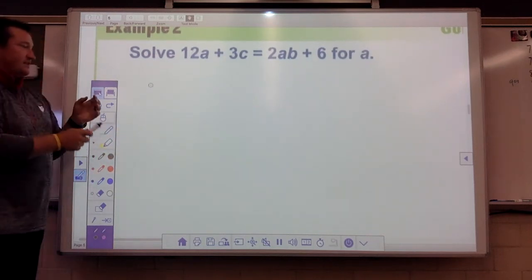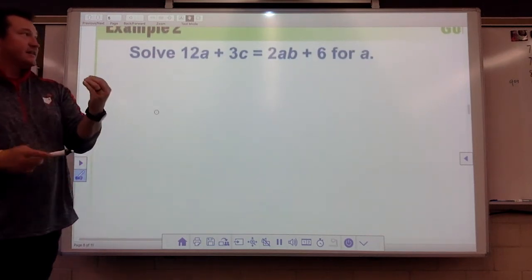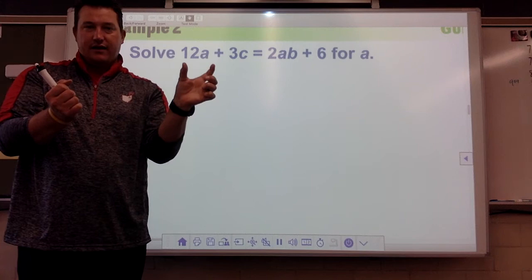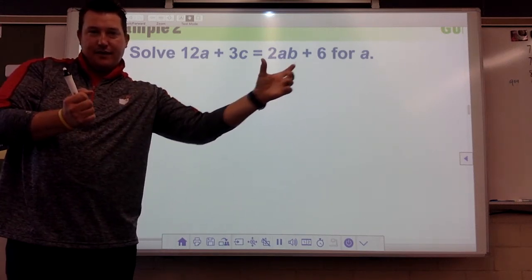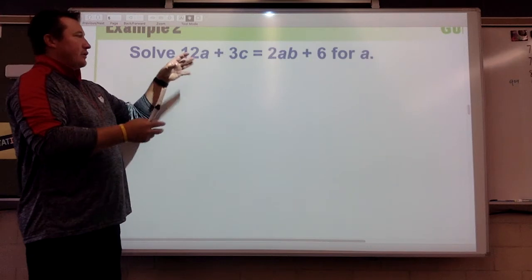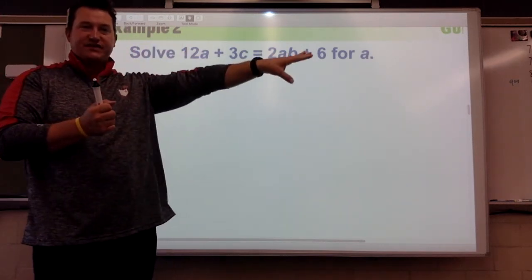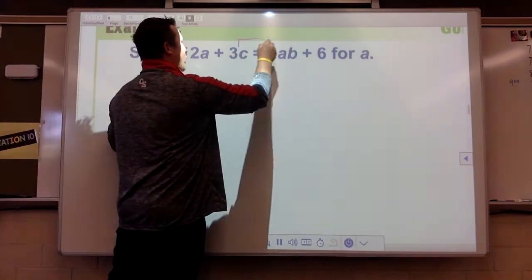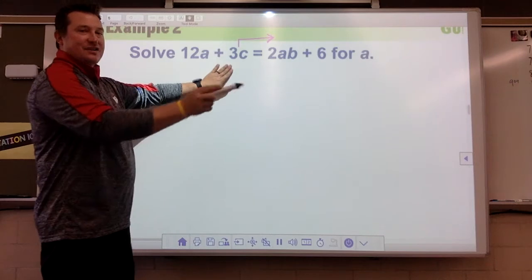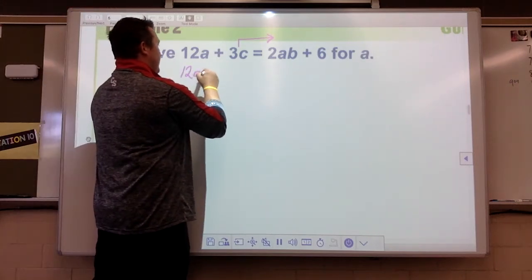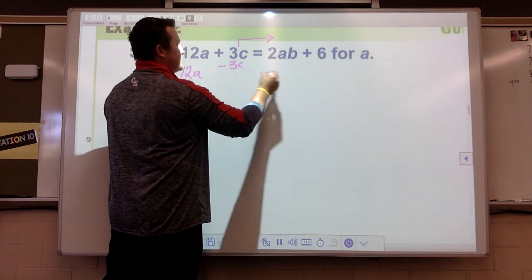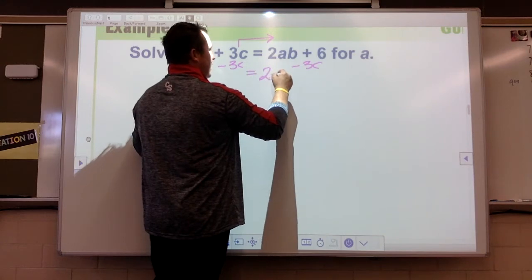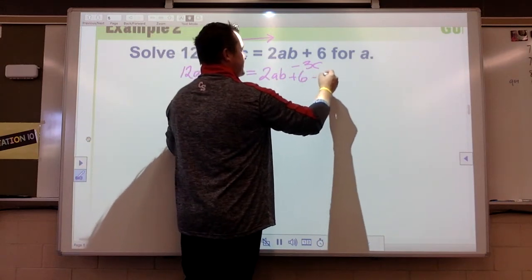Okay, here's another one of these, guys. I immediately am drawn to the fact that I see an A and I see an AB. Here's A, and there's AB. It's kind of cool how I do that. So let's bring them together. Let's move 3C over here with 6, okay? To be different, I'll move 3C over here first. We're going to subtract 3C. So 12A, we're going to go minus 3C, okay, equals 2AB plus 6 minus 3C.